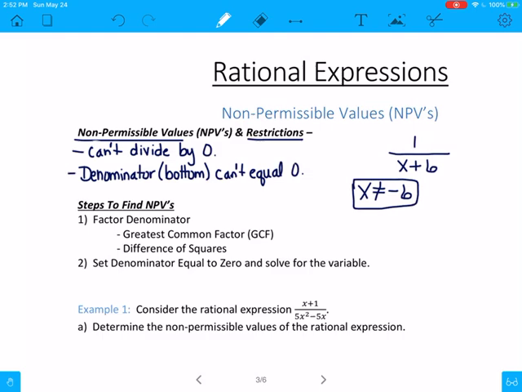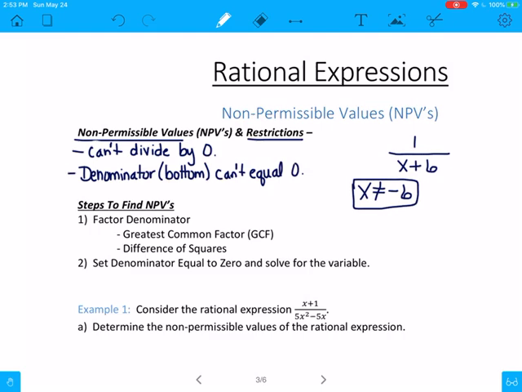So, steps to finding NPVs. Factor the denominator. You can factor the numerator as well, but for this lesson, all I'm going to ask you to do is to find non-permissible values. The second lesson, it's not going to be the same. In order to find them, you actually have to factor just the denominator because that's all we care about. The numerator can be 0 because you can go 0 divided by 7. That's 0. You just can't go 7 divided by 0 in your calculator. It's going to give you an error. All right? So just the denominator can't equal 0.